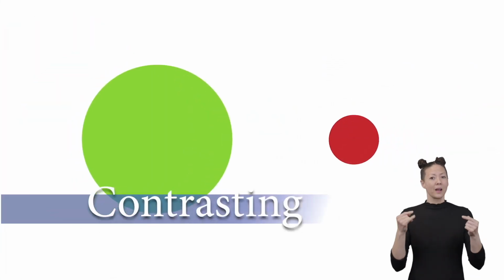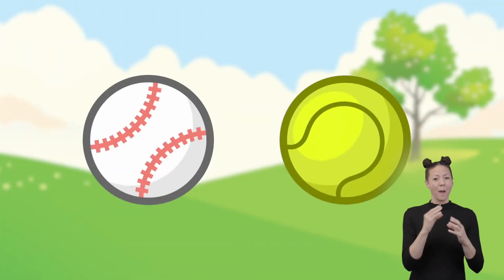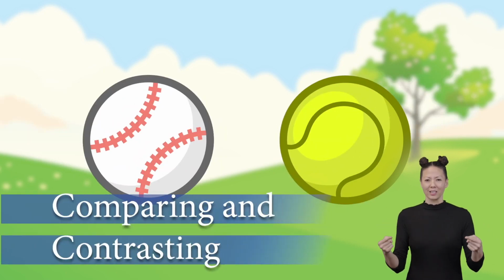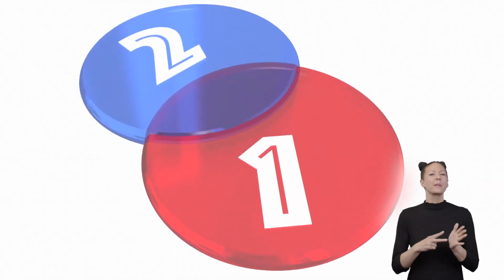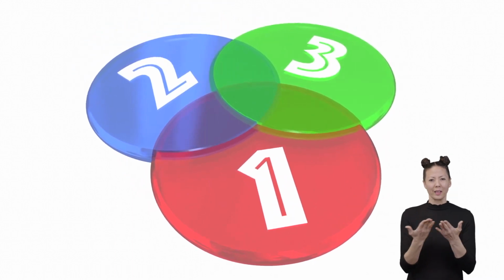The opposite of comparing is called contrasting. That's when we look for the differences between objects. When you look for the similarities and the differences between the tennis ball and the baseball, you used a method called comparing and contrasting. The term compare and contrast simply means to look for similarities and differences between two or more objects.